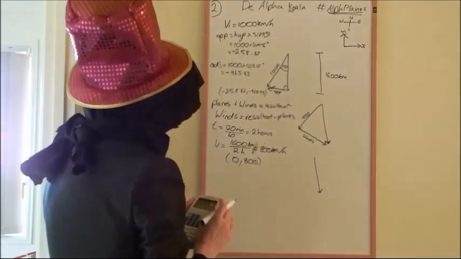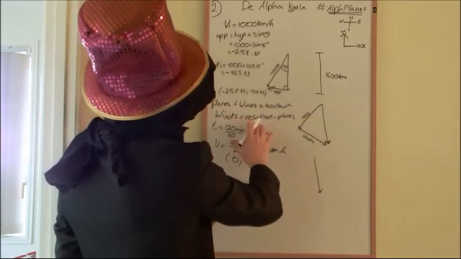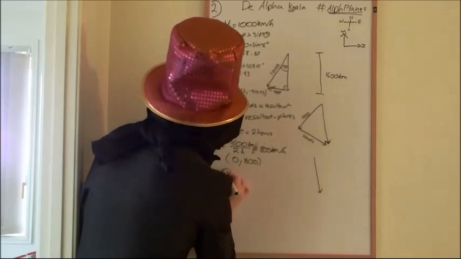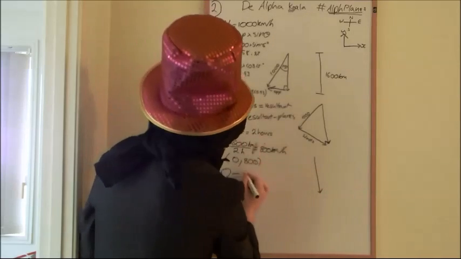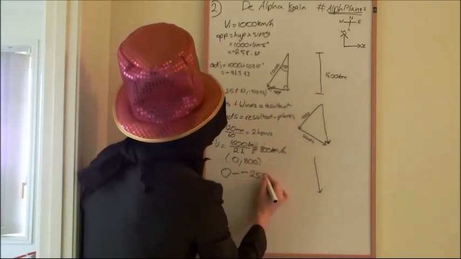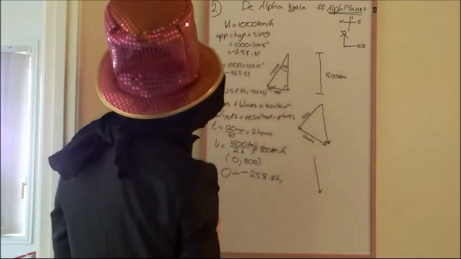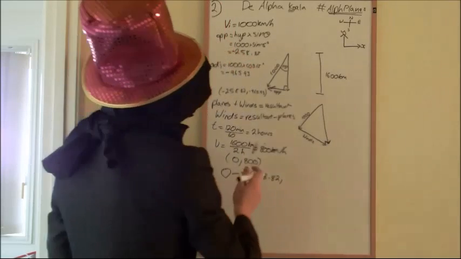Now, if the wind's velocity is equal to the resultant take the plane's, all we have to do is go 0, the resultant's horizontal velocity, take negative 258.82, which is the plane's initial horizontal velocity. And we'll just rub this line out here, because I'm going to run out of room.